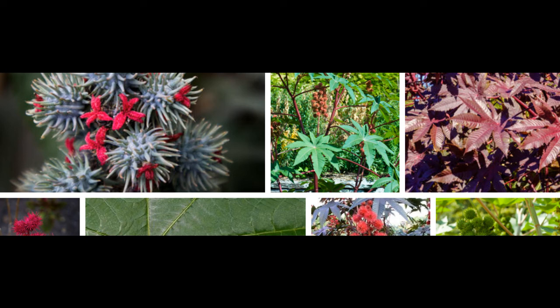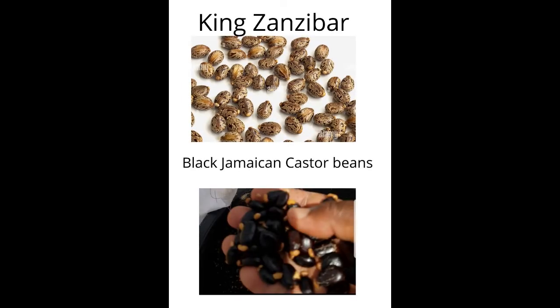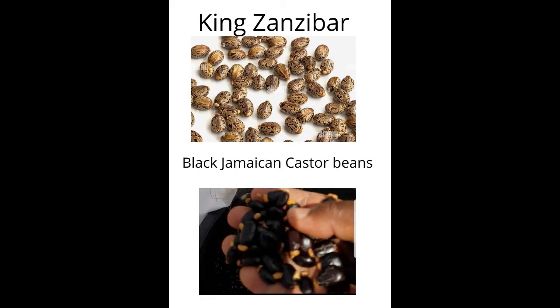The categories that we are interested in are those cultivars of castor beans that are used for castor oil production. There are a few different types of such castor beans. But in Zimbabwe, there are 2 main varieties that are used. The first one is called King Zanzibar variety, and the other one is the Black Jamaican castor seeds.